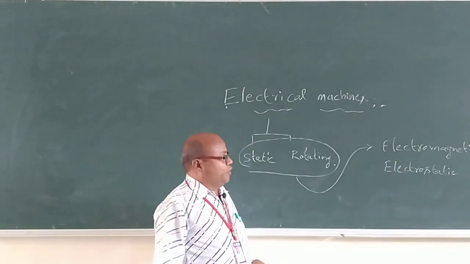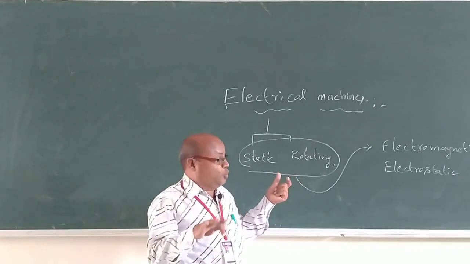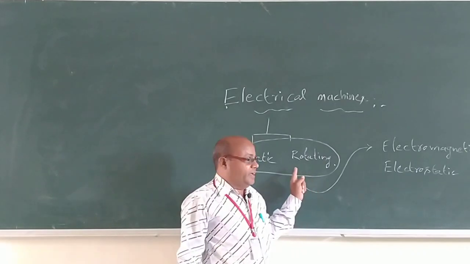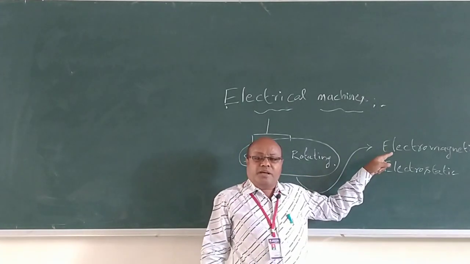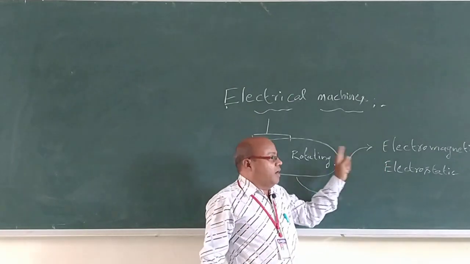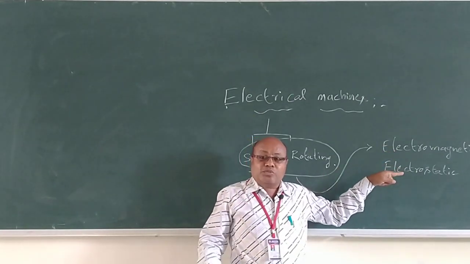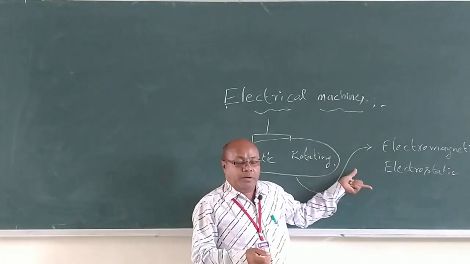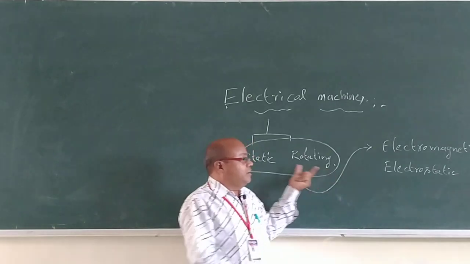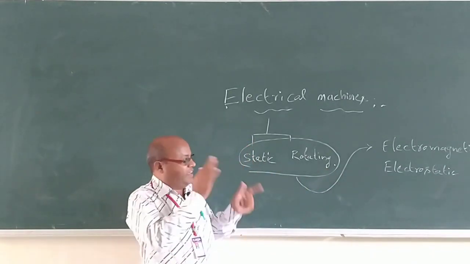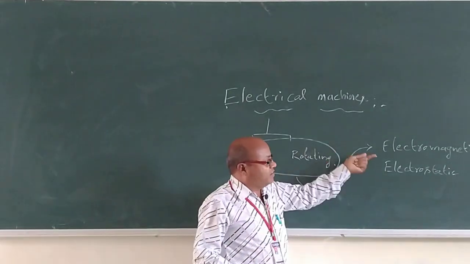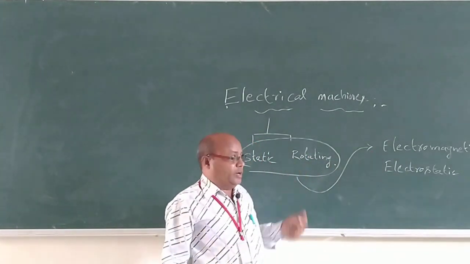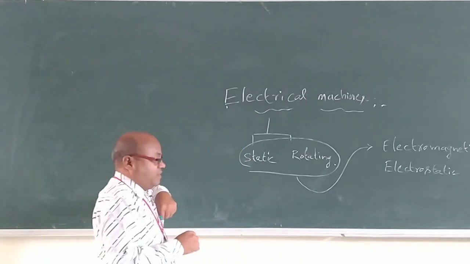Now, we should clearly know whether all electrical machines, static or rotating, are made by the electromagnetic method, or all by the electrostatic method, or whether both methods are applicable in order to make electrical machines. We should know that after discussing these two methods, either electromagnetic or electrostatic. First, I will consider the electrostatic method.